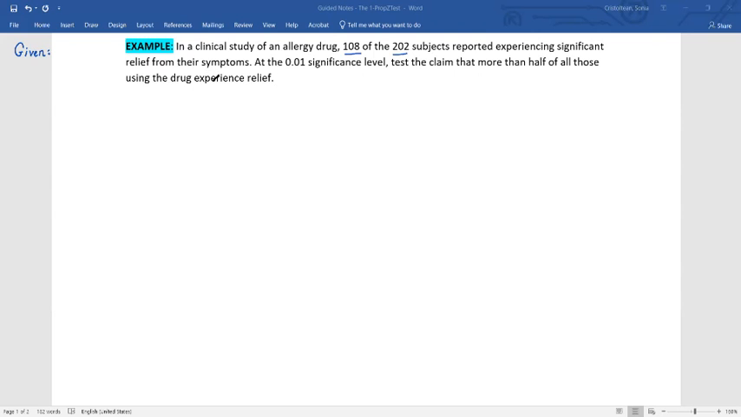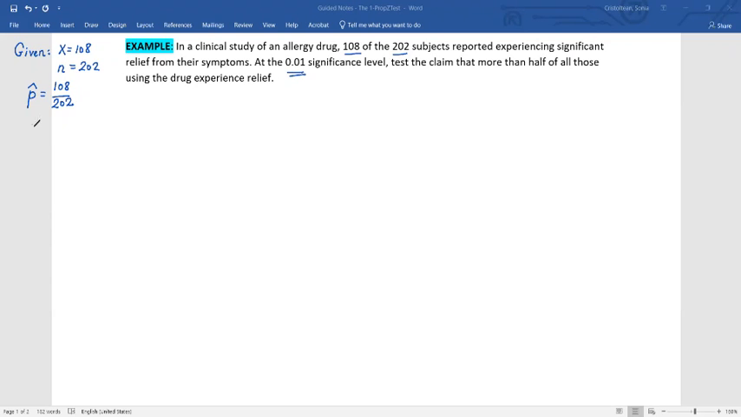But let's read the problem again and realize that this is a test of the proportion. It's a test that should be done for proportion. Why? Well, first of all, we have the number of successes, which we call X, and the number of subjects, which is the total sample size. So in this case, we have 108 successes out of 202 subjects. And if you recall, this gives us the statistic as a proportion, p hat, 108 divided by 202. And of course, q hat, which is 1 minus p hat. So this is the proportion that reported experiencing relief.